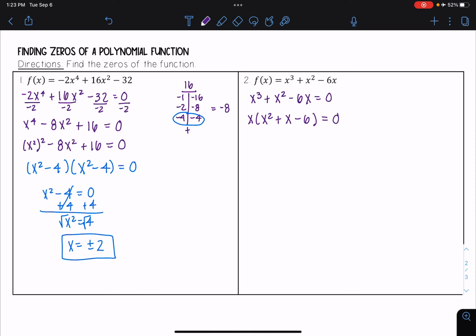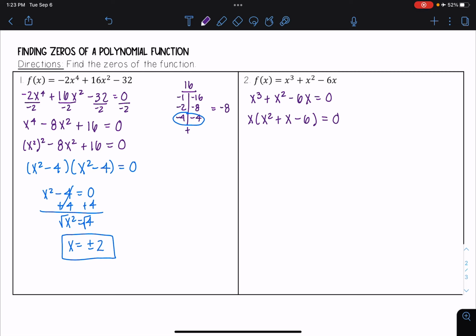Important thing here: in the first one, we were able to divide everything by negative 2, and that negative 2 just kind of went away. We can't do that with this x, though, because it's a variable, and if we were to divide everything by x, we would lose that solution of x equals 0. So make sure with a variable, you factor it out and put it out in the front.